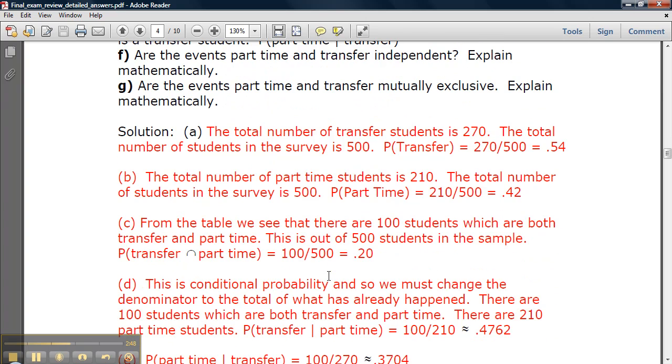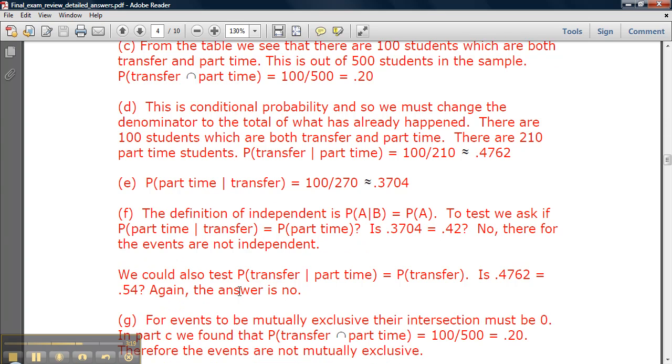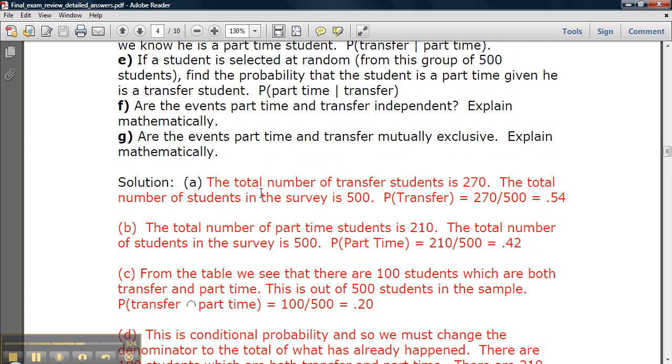And let's go down here to the solution instead of writing that out. Here it says the definition of independent is so forth and so on. Here we had to find the probability that the student is part-time. Is that equal to the probability of part-time given a transfer student? If they're equal, then we say yes. If they're not, then we say no. We have to do both sides. But basically, if one side fails, you're done. So here, this one, it's already not equal, so we would be done. But we could also test the other side, but it's also no.